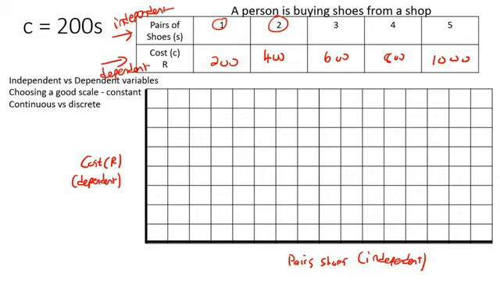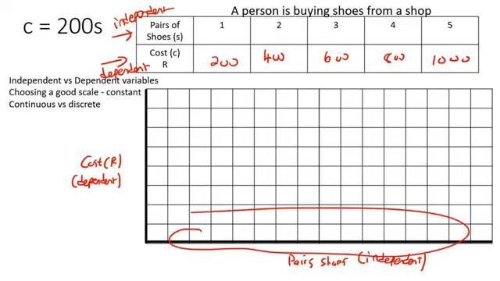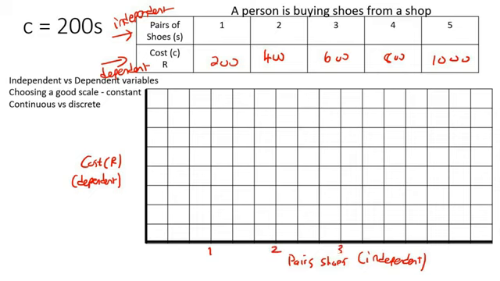Okay, now we need to choose a nice scale. So on the x-axis, we only have to go from 1 to 5. So we can do what we did in the previous example. So 1, 2, 3, 4, 5. Okay, you see that fits very nicely. Now we're going to go up to 1,000. So I think if we go up in, let's see here. 1, 2, 3, 4, 5, 6, 7, 8. Okay, that wouldn't work nicely.